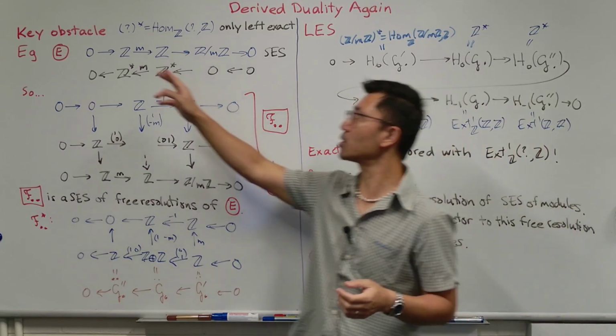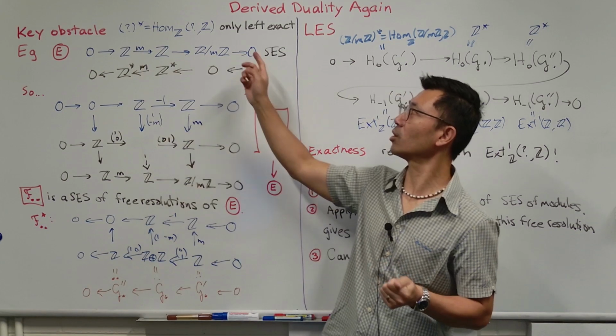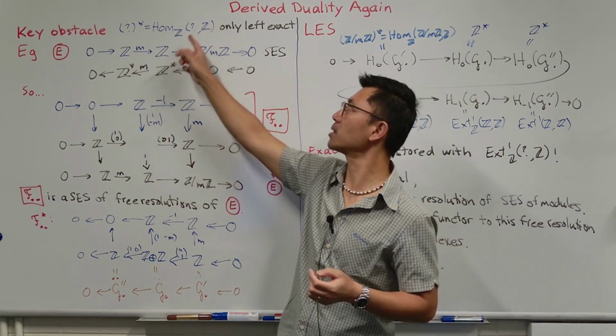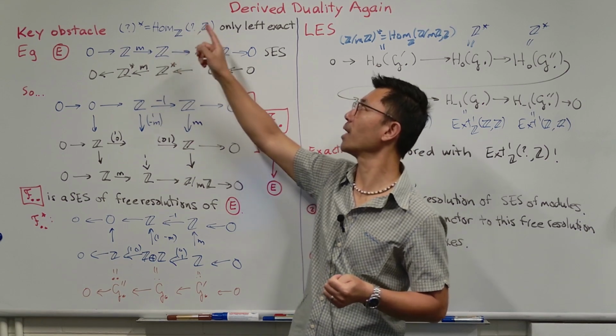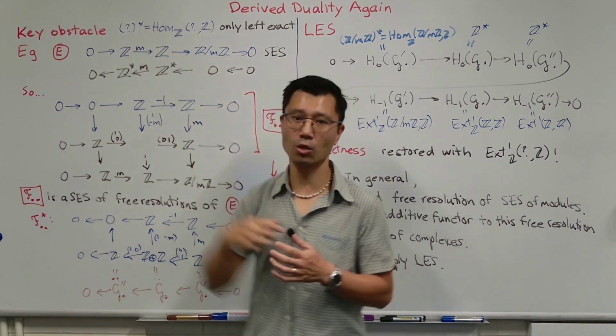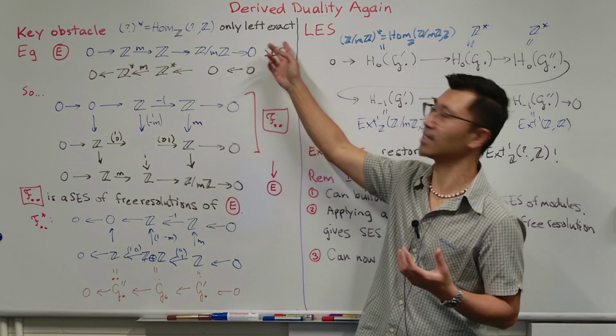So remember, the key obstacle is, if you want to look at duality for abelian groups, that's this functor here. You look at the homomorphisms of an abelian group into Z. We'll denote that with the dual. And the point is that this is only left exact.